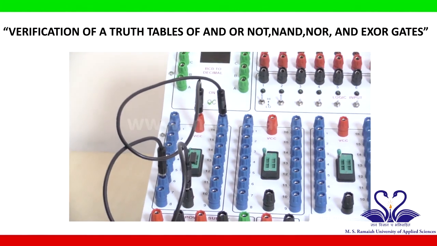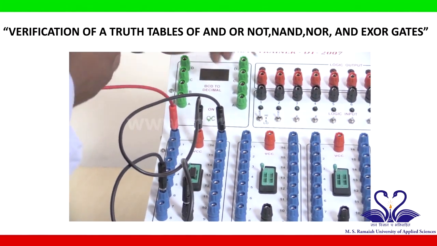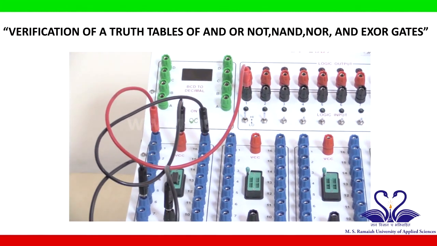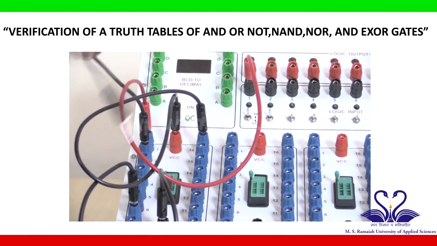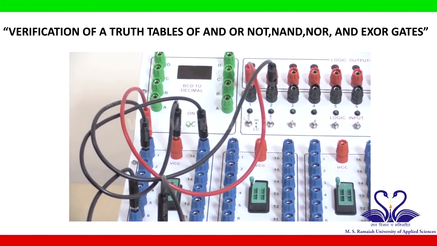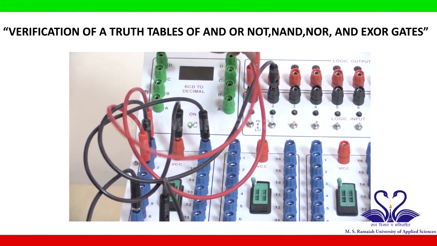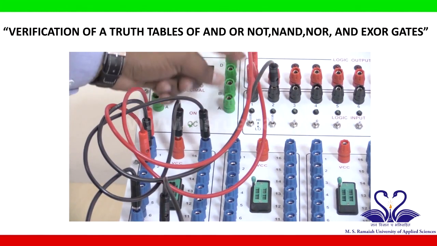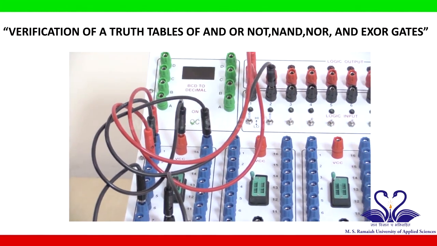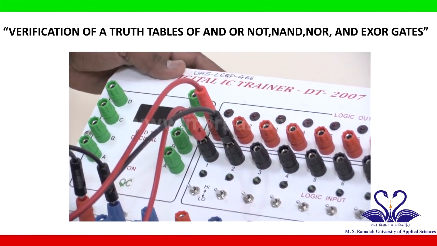And pin number 1 is input. Pin number 2 is input, and pin number 3 is output. For the XOR gate, I have connected 2 inputs and 1 output. Now turn on the digital IC trainer kit.